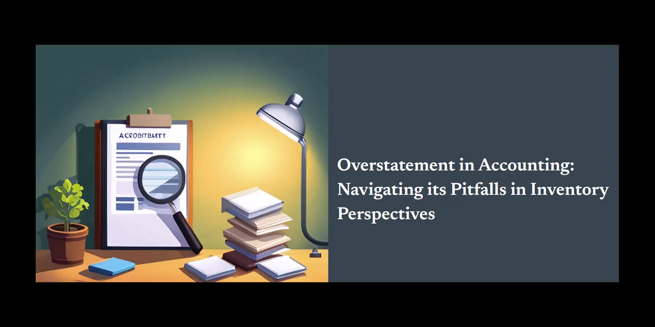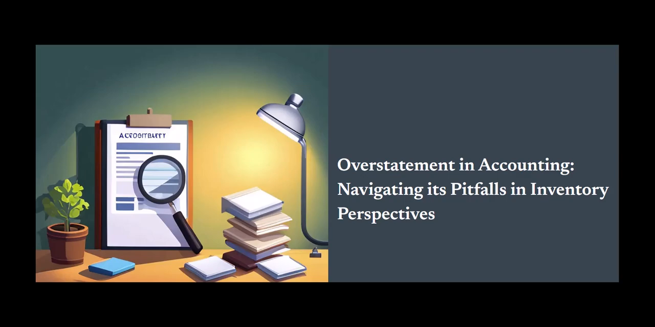So, how does overstatement occur specifically within inventory management? One common culprit is errors in recording and tracking inventory transactions. Maybe your team miscounts stock, or there's a misunderstanding about how to document inventory movement. Inadequate internal controls can also play a significant role. If there's insufficient supervision or verification of inventory counts, it opens the door for both errors and intentional manipulation to slip through the cracks.